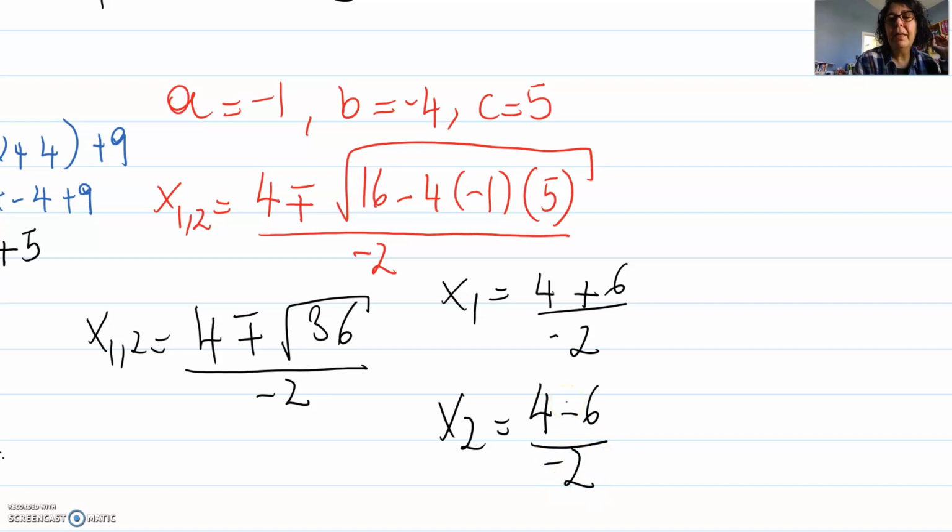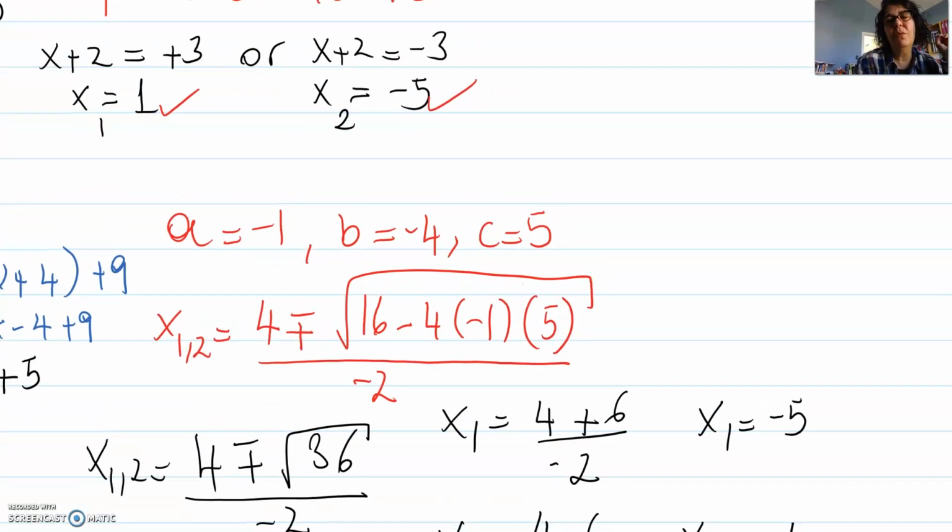Right, so that will be 10 over negative 2. That will be negative 5. That will be negative 2 over negative 2. That will be 1. I believe we have the same roots there.